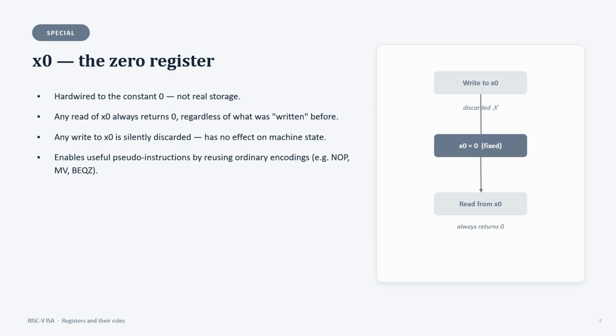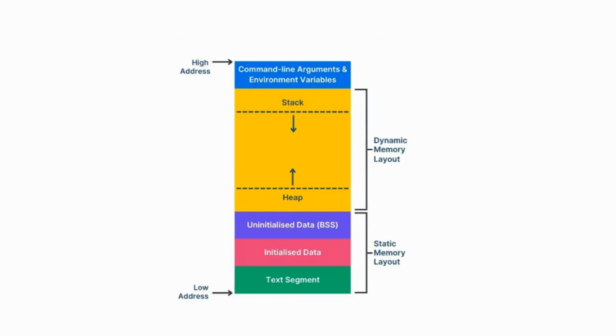So basically, the X0 register is a zero register which is hardwired to constant zero, and it is not going to store any data. Any read operation performed on this register returns zero, regardless of what was written before. Any write to X0 is silently discarded and has no effect on my machine. This is used in pseudo instructions. So this is about the first register, my X0 register.